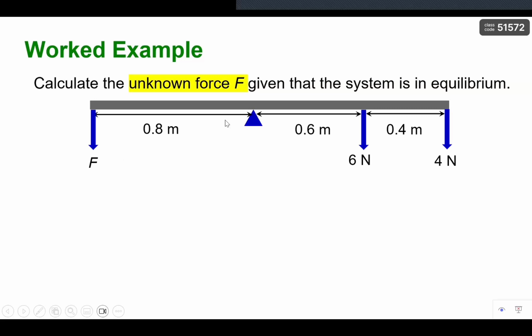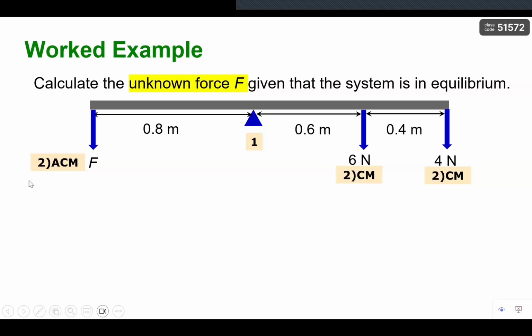The first step, identify the pivot. So this one is very straightforward. The pivot is at this triangle over here. The second step, I need to see how many forces do I have in the question. All the forces are labeled very straightforwardly. I have 1 force, 2 force, 3 force. And then I need to label on them whether they are CM or ACM. So for step number 2, the forces are ACM, CM, CM: anti-clockwise, clockwise, clockwise.